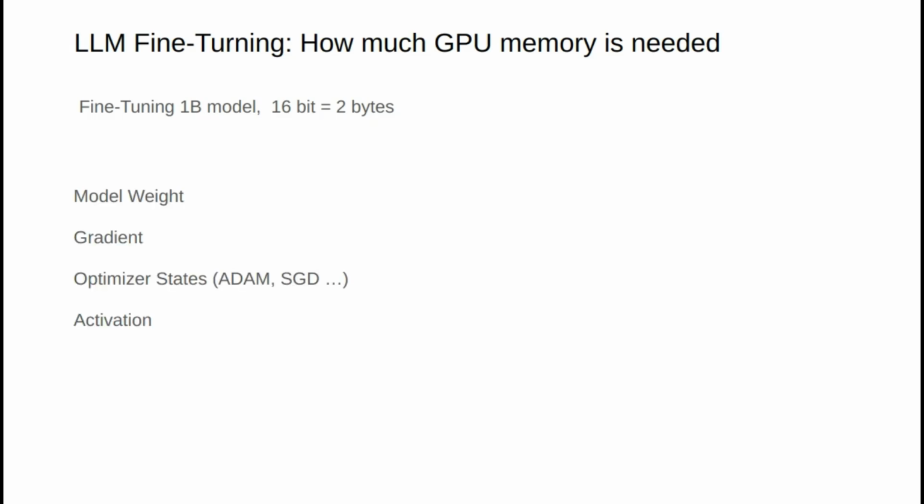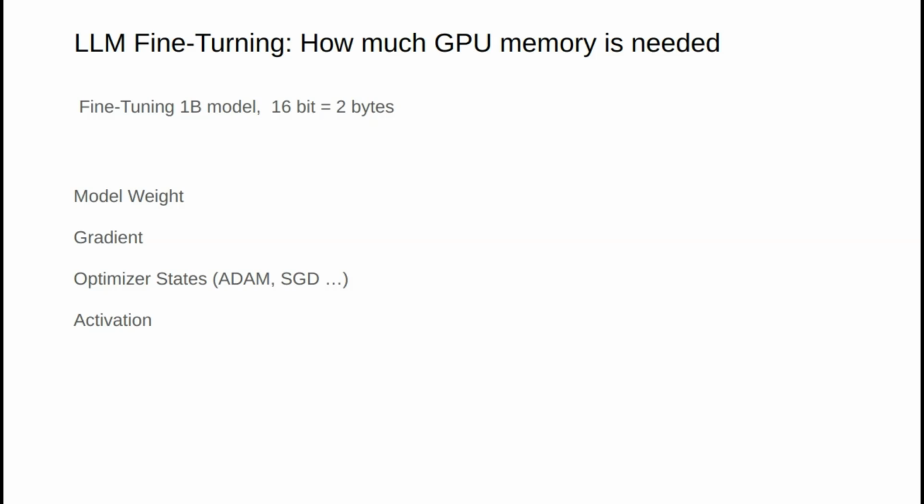The main components are model weights. The model itself needs to be loaded into GPU memory. The size of the model determines the memory required. Gradients. During training, gradients are computed to update model parameters. These gradients require memory.